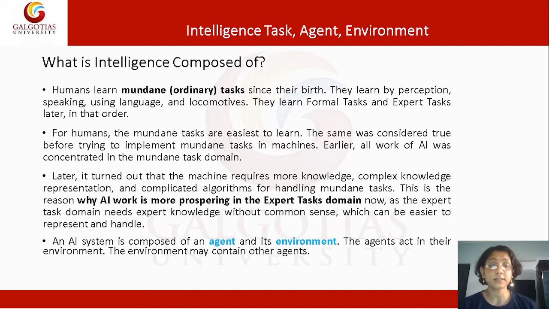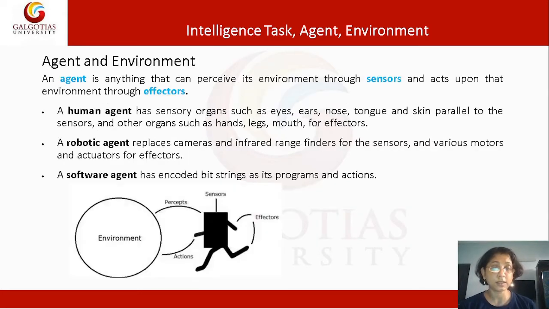Later, it turned out that a machine requires more knowledge, complex knowledge representation, and complicated algorithms for handling mundane tasks. This is the reason why AI work is more prospering in the expert task domain now, as the expert task domain needs expert knowledge without common sense, which is easier to represent and handle. Every AI system is composed of an agent and its environment. The agent acts in its environment, and the environment may contain other agents.